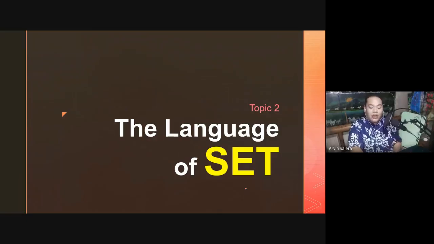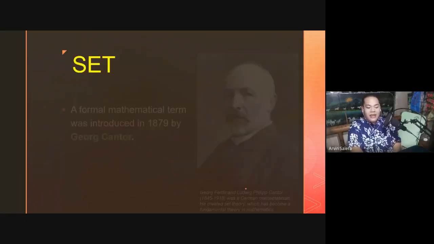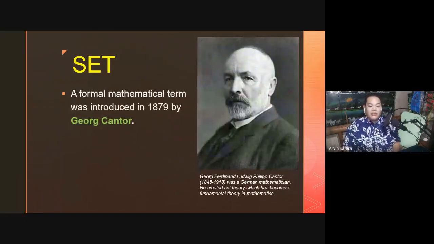Okay, the language of set. Okay, set. It is a formal mathematical term. Was introduced in 1879 by George Cantor. So, George Ferdinand Ludwig Philipp Cantor was a German mathematician. He created the set theory, which has become the fundamental theory in mathematics. So, siya naka-create sa set theory. So, he is called the father of set theory.